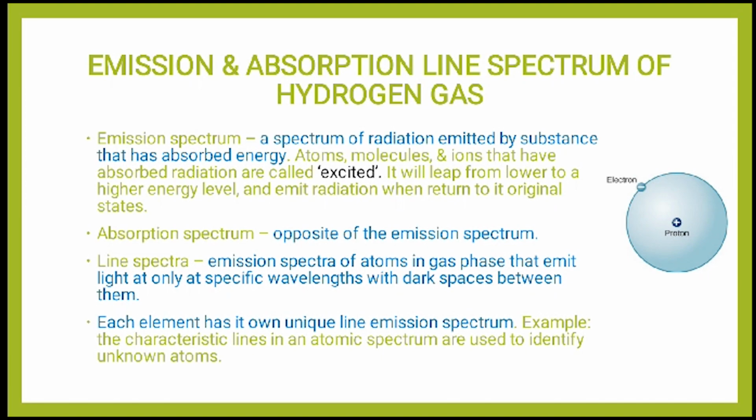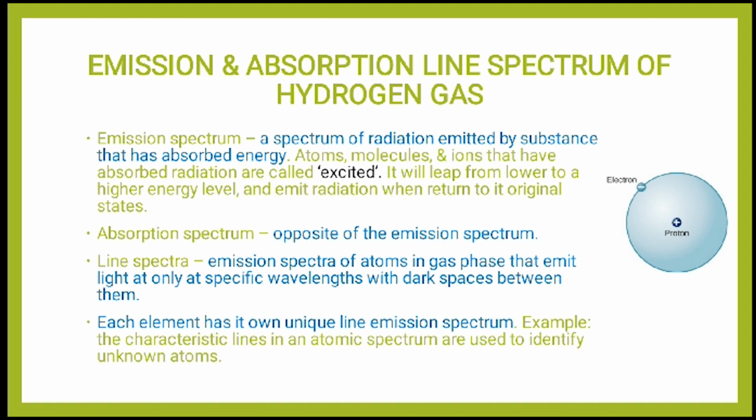The part that I will cover in this chapter is the emission and absorption line spectrum of hydrogen gas. First of all, what is an emission spectrum? An emission spectrum is a spectrum of radiation emitted by a substance that has absorbed energy. Atoms, molecules, and ions that have absorbed radiation are called excited. These excited atoms, molecules, and ions will leap from a lower to a higher energy level, and emit radiation when they return to their original state, from the higher energy level to a lower energy level.